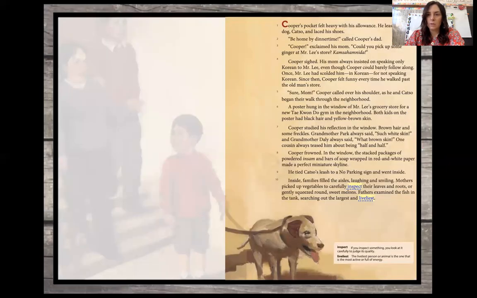So now we're going to read starting at paragraph 1. Follow along with me. Cooper's pocket felt heavy with his allowance. He leashed his dog, Katso, and laced his shoes. "Be home by dinner time," called Cooper's dad.